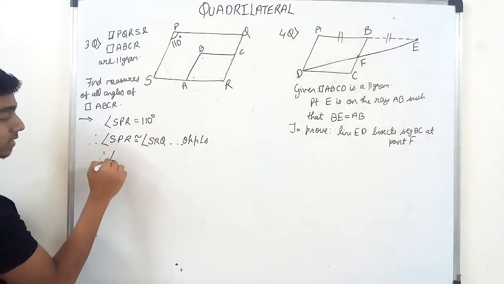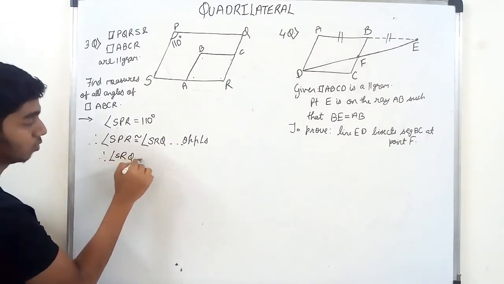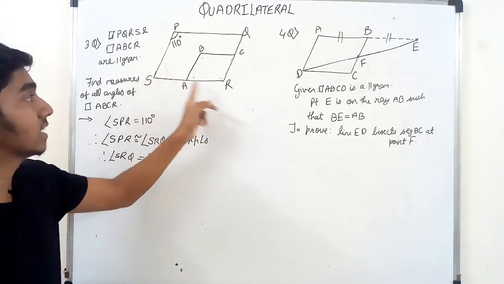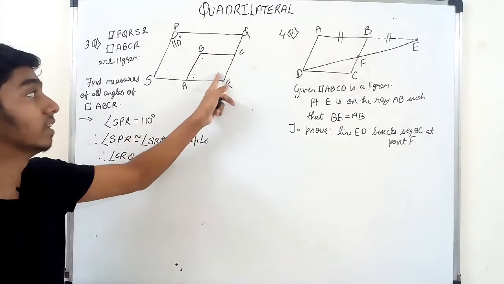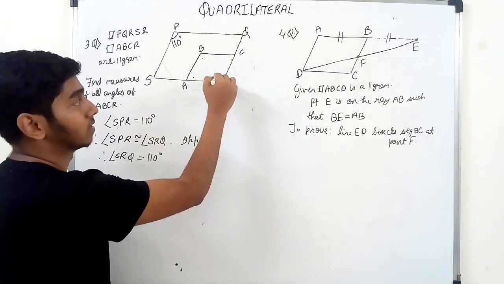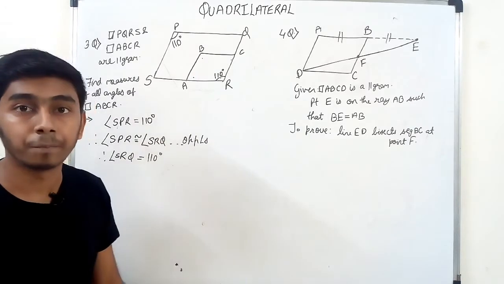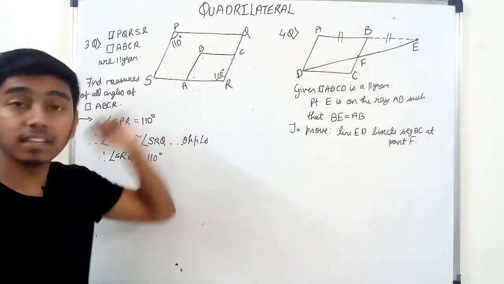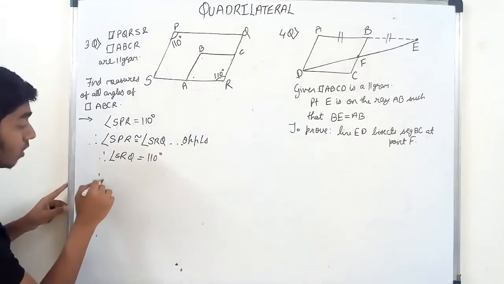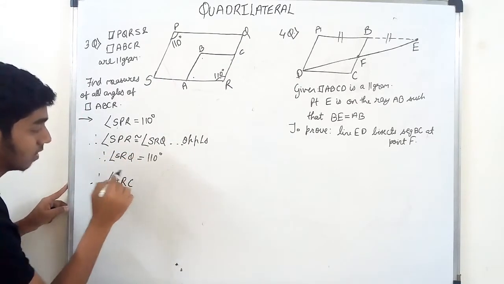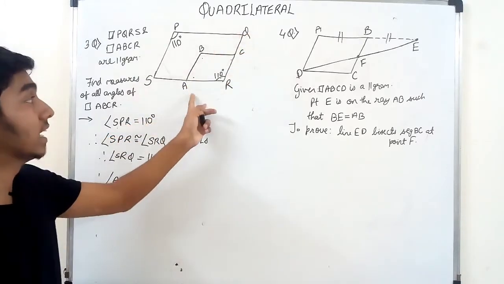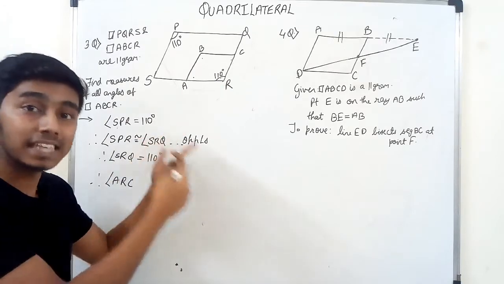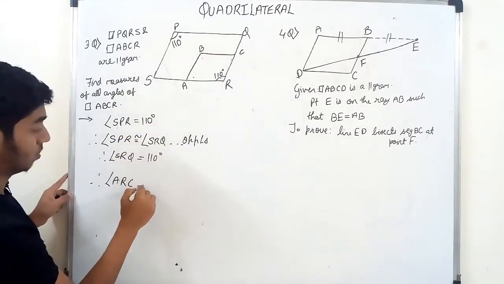Now therefore we can say SRQ is equal to 110. Correct? So SRQ is 110, so this angle is 110. Yes or no? Now can I write SRQ as ARC? Yes or no? We can also write SRQ as ARC because it is the same angle. It's the same angle but different name.